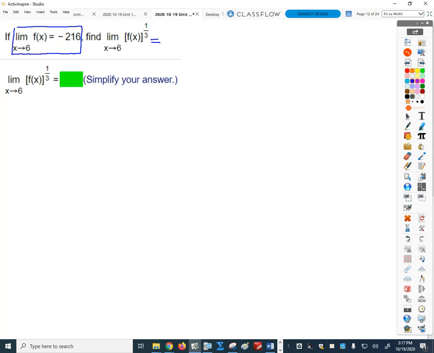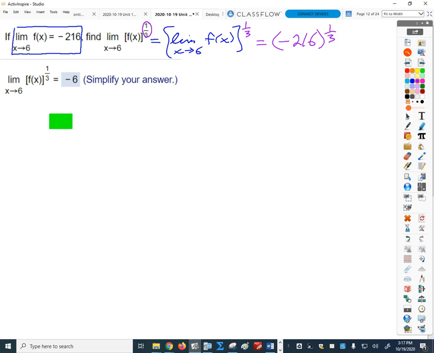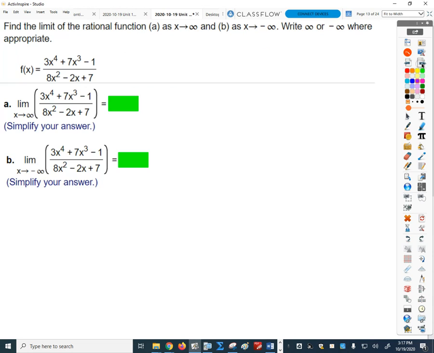The important thing here is that we could rewrite this as the limit of f of x as x approaches 6, to the 1/3, which is just negative 216 to the 1/3. That's a cube root, and that's just negative 6. Okay, so just the properties of limit stuff like that. Okay. What about this? So find the limit of the rational function as x approaches infinity or negative infinity.